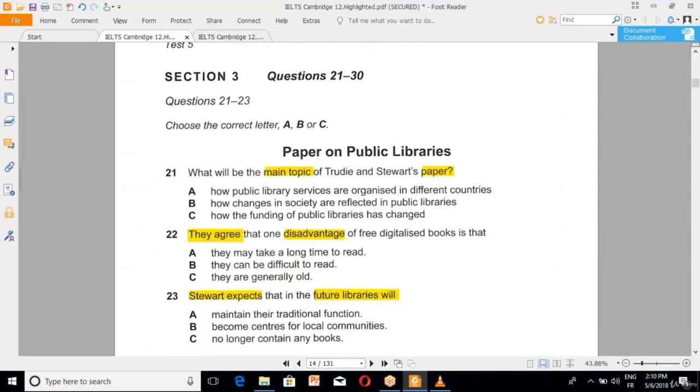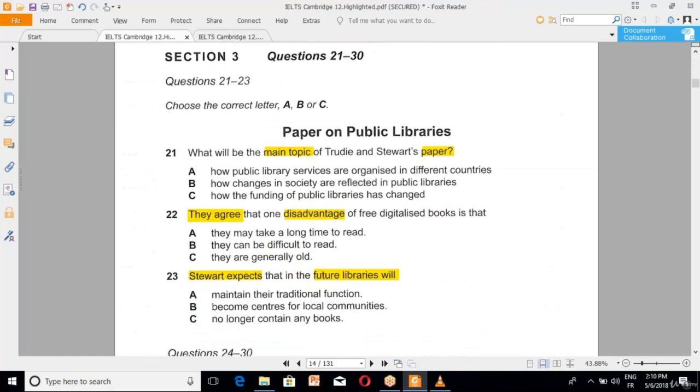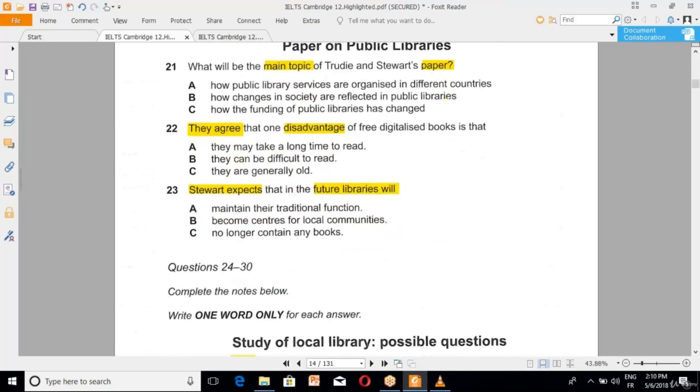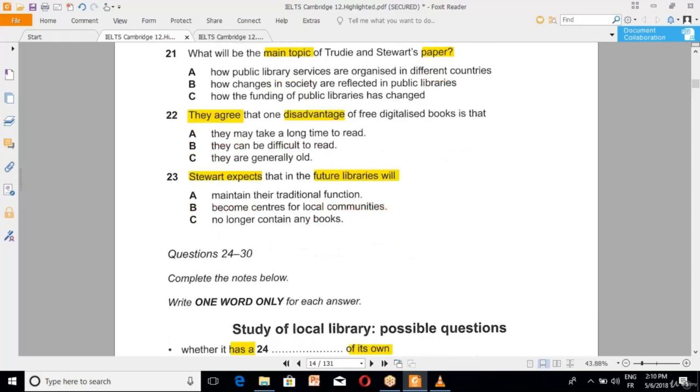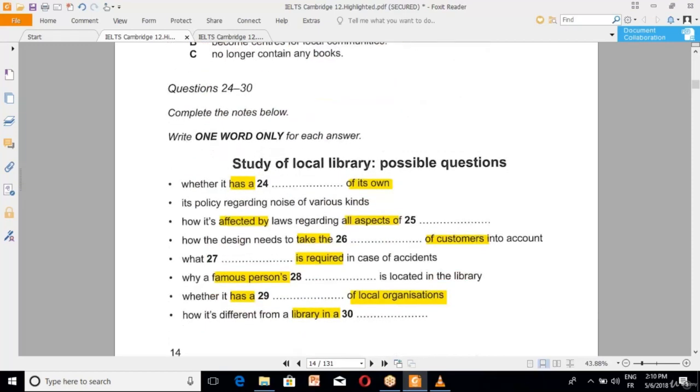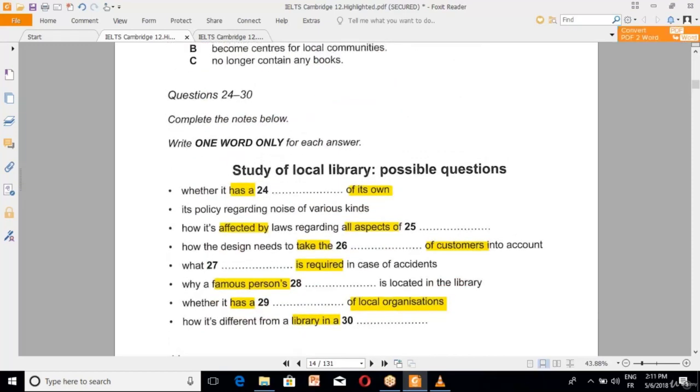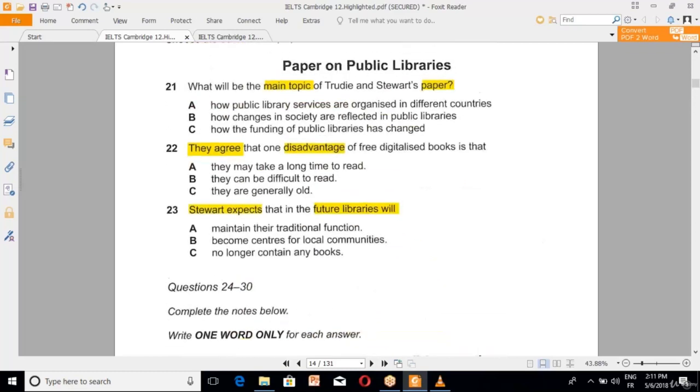All right, so we're dealing with more multiple choice. Questions 21 through 23 are multiple choice, and 24 through 30 are fill in the blank. As I've told you, it's all multiple choice and fill in the blank. What's the difference? In each section, the language progressively gets more difficult. That's what they're doing here. The language will get progressively more difficult as you move on.